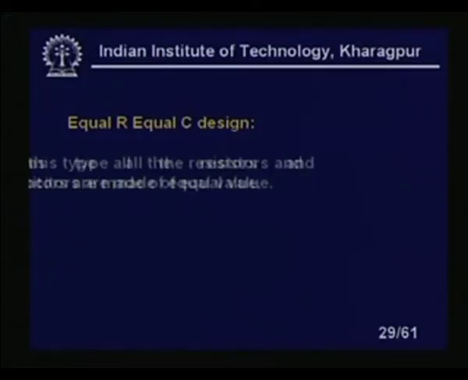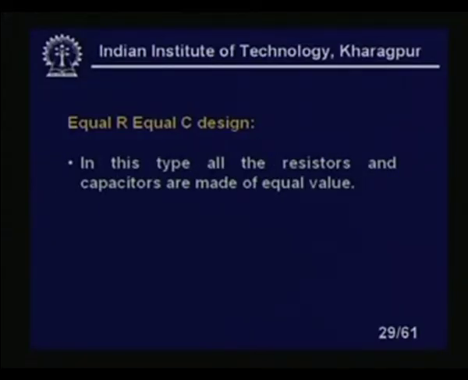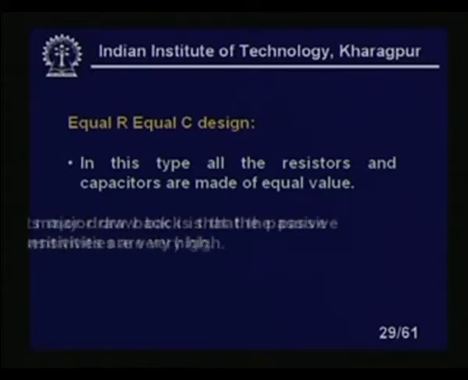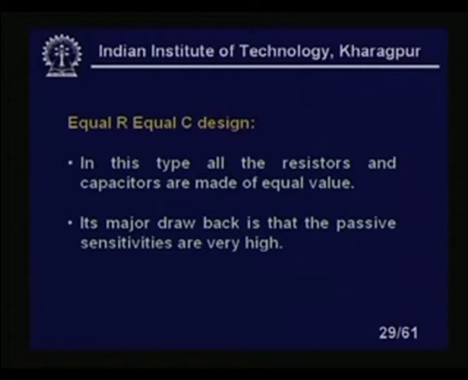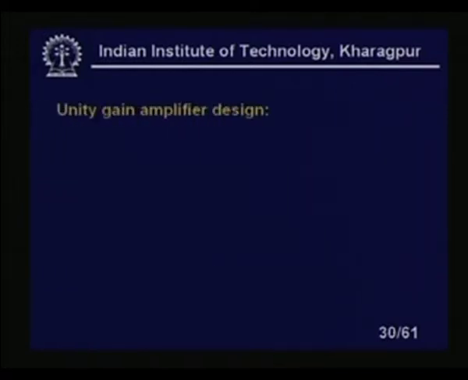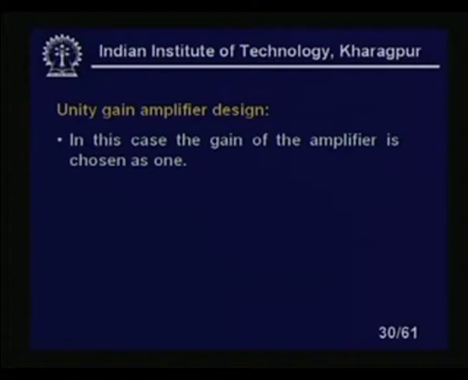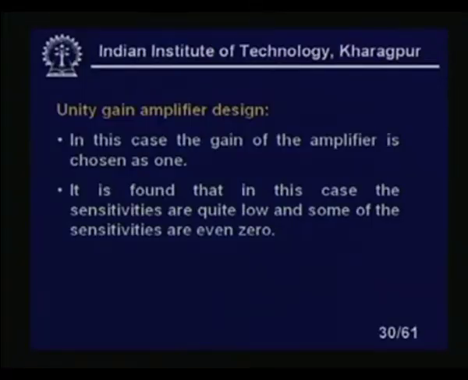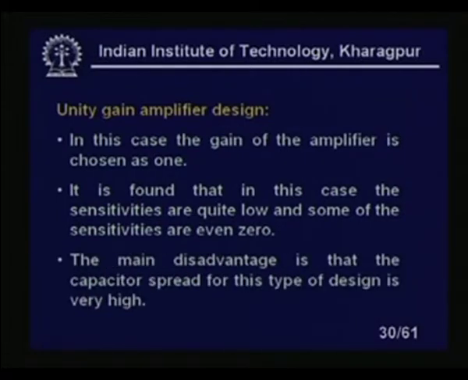Equal R equal C design. In this type of design, all the resistors and capacitors are made of equal value. The major drawback is that the passive sensitivities are very high. Unity gain amplifier design: in this case the gain of the amplifier is chosen as 1. As you know, with the concept of the unity gain buffer, its bandwidth will be higher. And it is found that in this case the sensitivities are quite low and some of the sensitivities are even 0. The main disadvantage of this is that the capacitor spread of this type of design is very high.